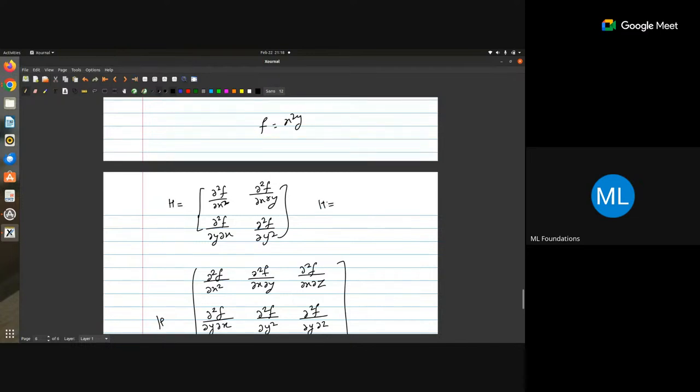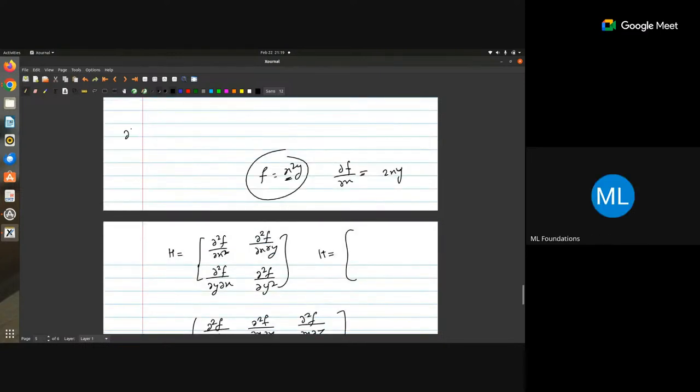So the Hessian matrix corresponding to this function is like this. Del 2f upon del x square means, what is del f upon del x? 2xy, because y is treated as constant and we are differentiating with respect to x. So x square will be 2x, 2x times y. Then del 2f upon del x square, that means I am again differentiating this one. Let's say del 2f upon del x square is del by del x of del f upon del x, right? So del by del x of 2xy. We are just differentiating this, so this will give me 2y. This value comes here, 2y.